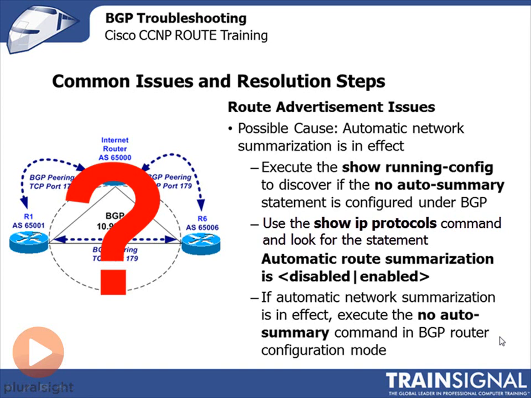Now in EIGRP, it'll say is in effect or not in effect, but in BGP it's going to say route summarization is enabled or route summarization is disabled. Obviously, you're looking for the disabled command. If it says something different, all you have to do is go back into the BGP configuration, router BGP, the ASN number, and just type in no auto summary, and then it will take that particular behavior away.